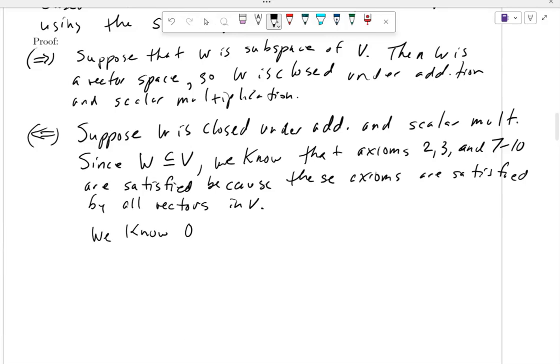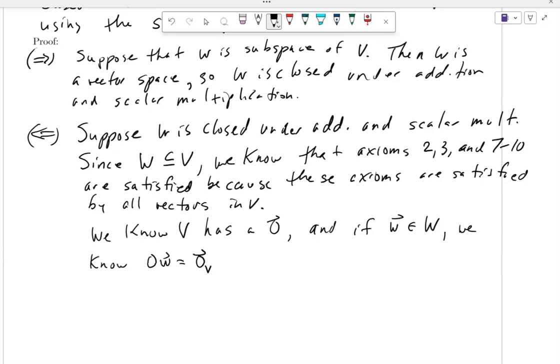We know that V has a zero vector, right? And if w is in W, we also know that if I take the number 0 times w, I get this zero vector. And again, I'm going to emphasize that that zero vector is in V. I don't know it's in W yet. I know it's in V. Okay. Now, why do I know this?